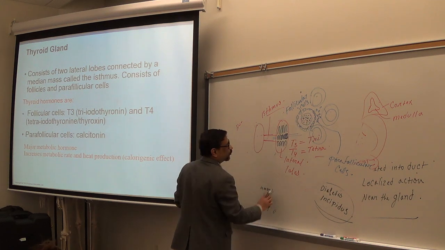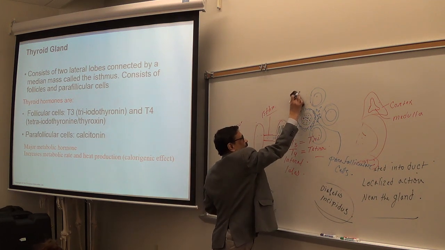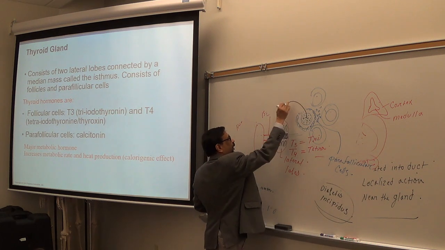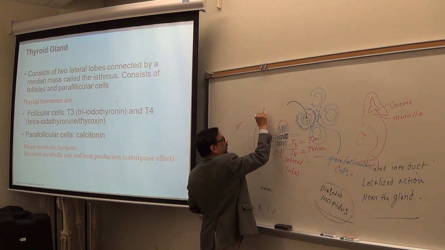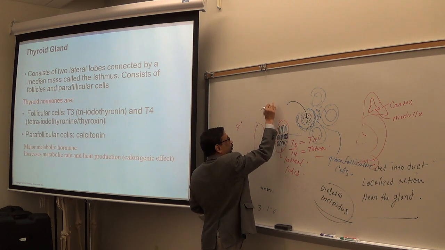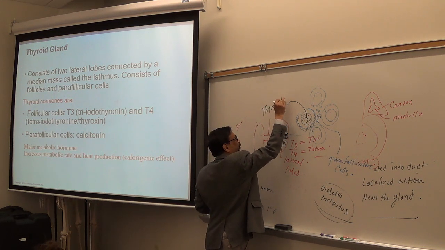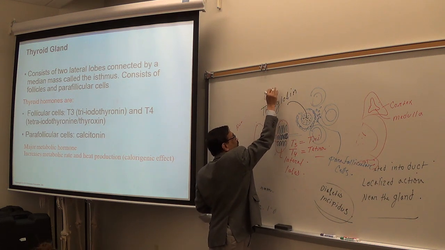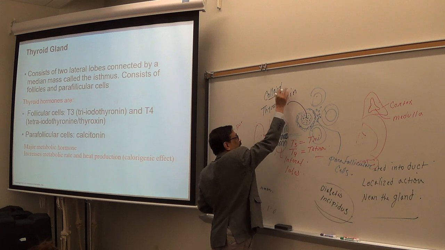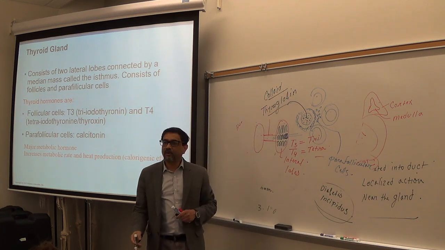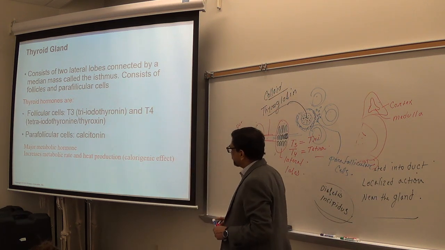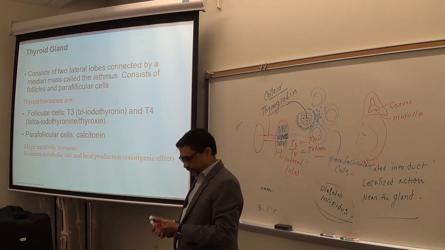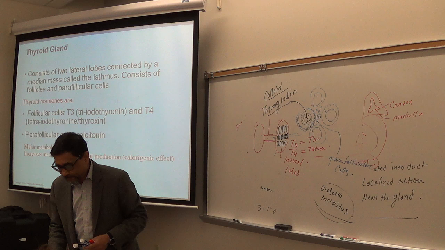That protein is called thyroglobulin. It is a colloid protein. Colloid protein called thyroglobulin. Okay, so that's the structure inside the thyroid gland.